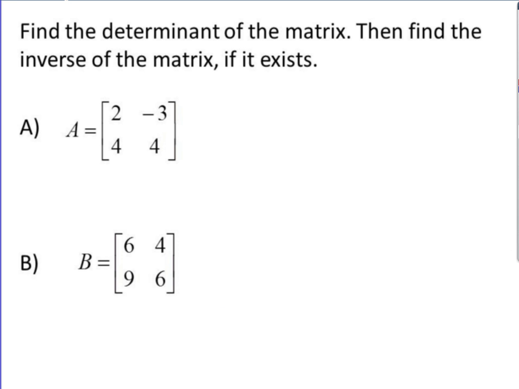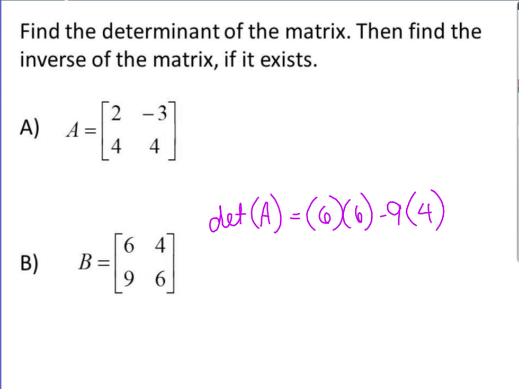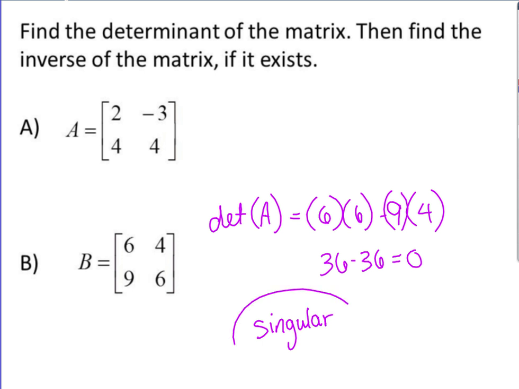If we take a look at example B, we need to find the determinant first. So we're going to do AD minus CB. This is going to give me 36 minus 36, which is 0. Since this is 0, this is singular, and there is no inverse.